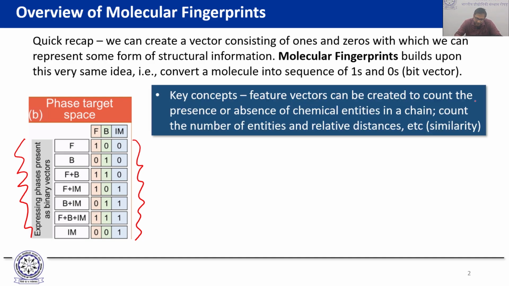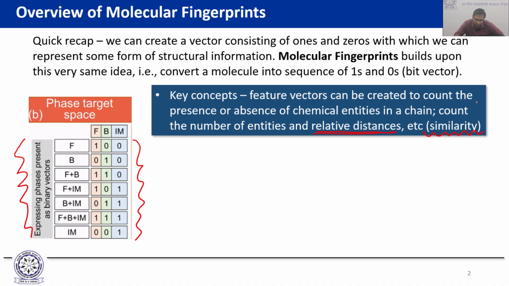So the key concept for molecular fingerprints is related to this only: feature vectors can be created, and these feature vectors can be set up to count the presence or absence of different chemical entities in a chain, or you could count the number of entities and the relative distances between the entities. So this idea of finding the relative distances between the different entities and how many times the same relative distance occurs is something which will help us determine whether the two chemical molecules that we are going to compare are similar or not.